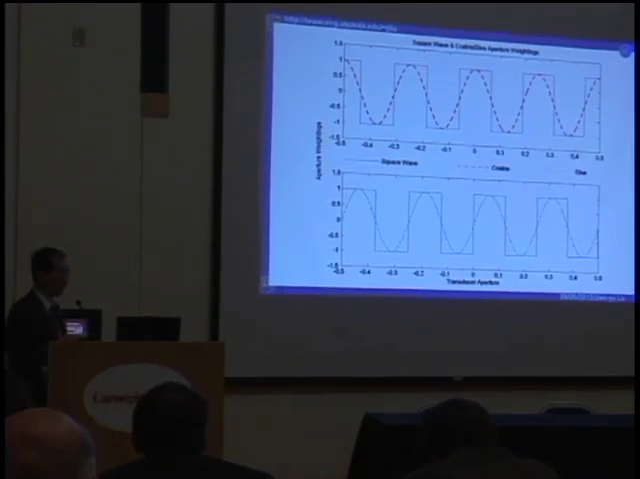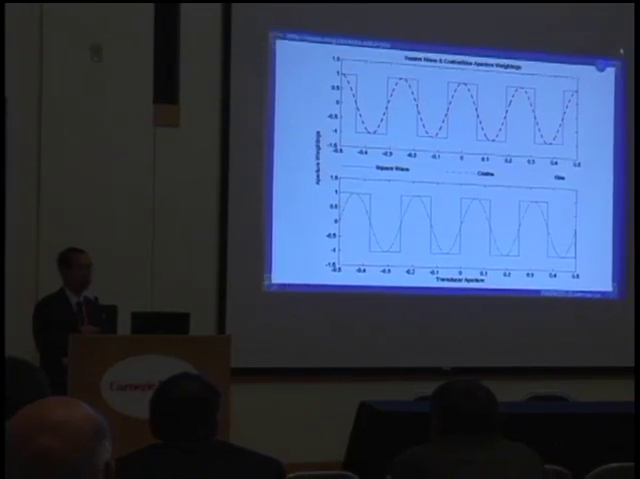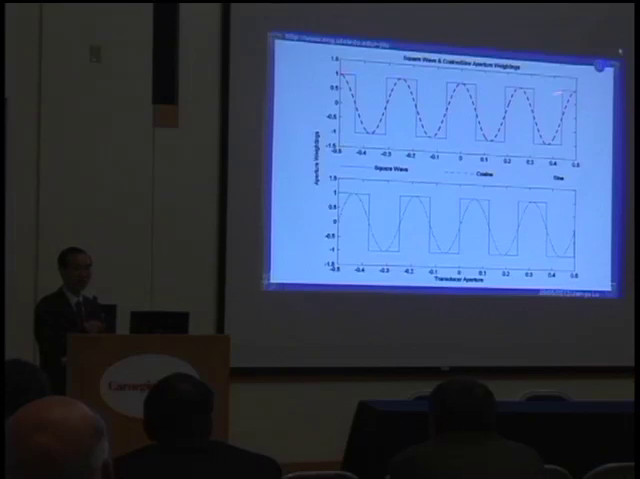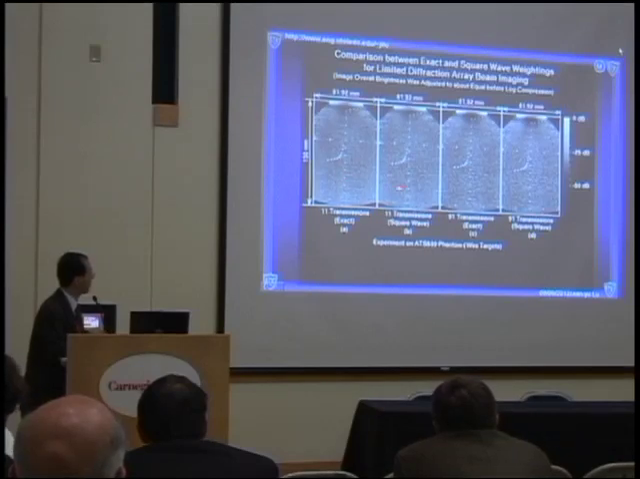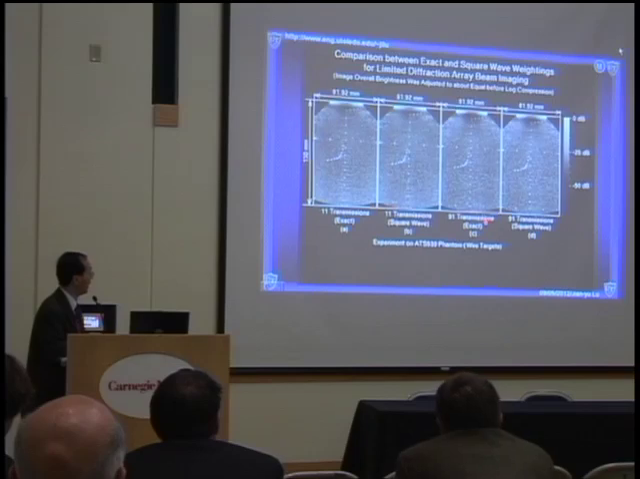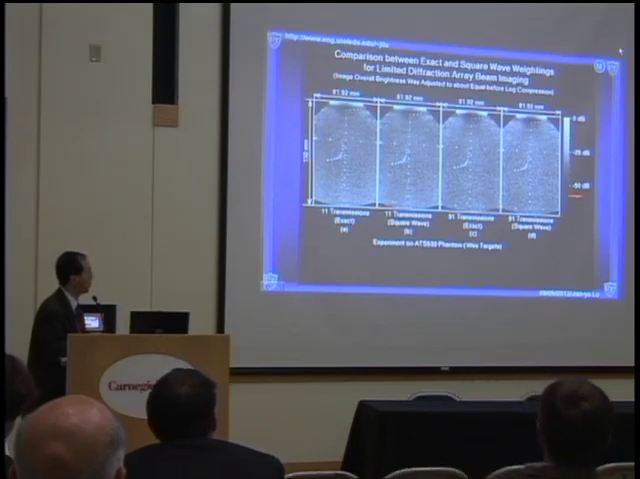Then we can construct the image, and only need one or two transmitters to serve all the thousands of transducer elements. So this is the image result. You can see with the 11 transmission, using the exact limited diffraction array beam weighting, or using square wave weighting, the image quality is almost identical. And for 91 transmission, it gives a similar result.